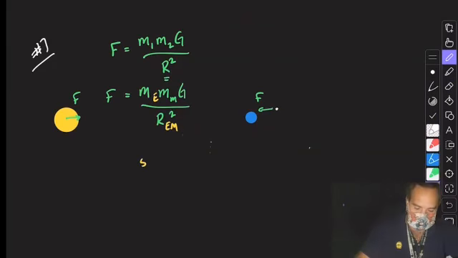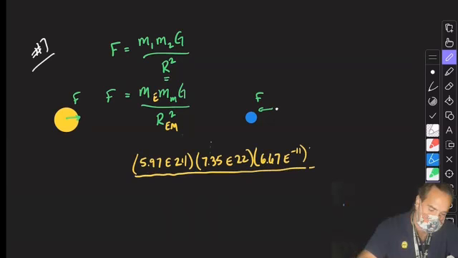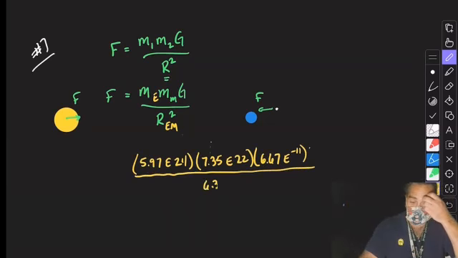So this will be 5.97e24 times 7.35e22, and 6.67e-11, divided by that distance of 3.84e8 squared. Oops, I'm doing all e's this time.